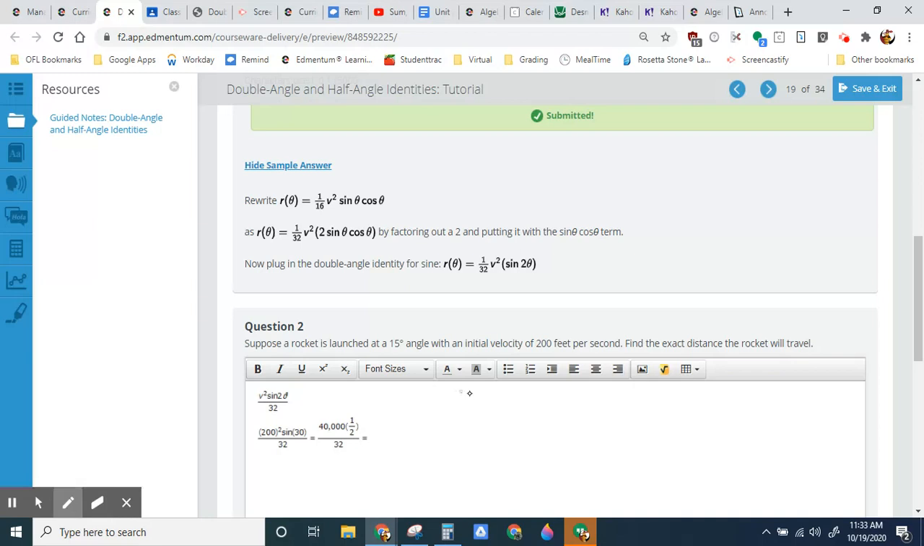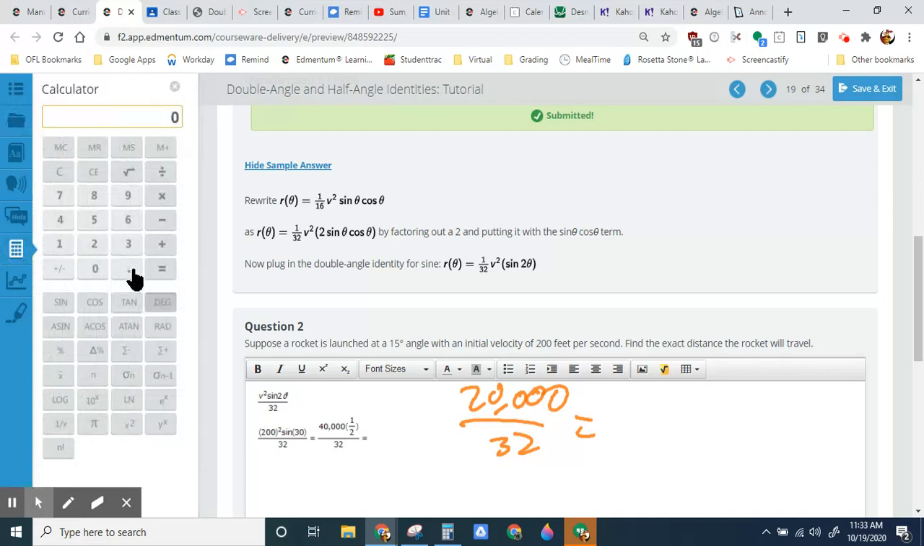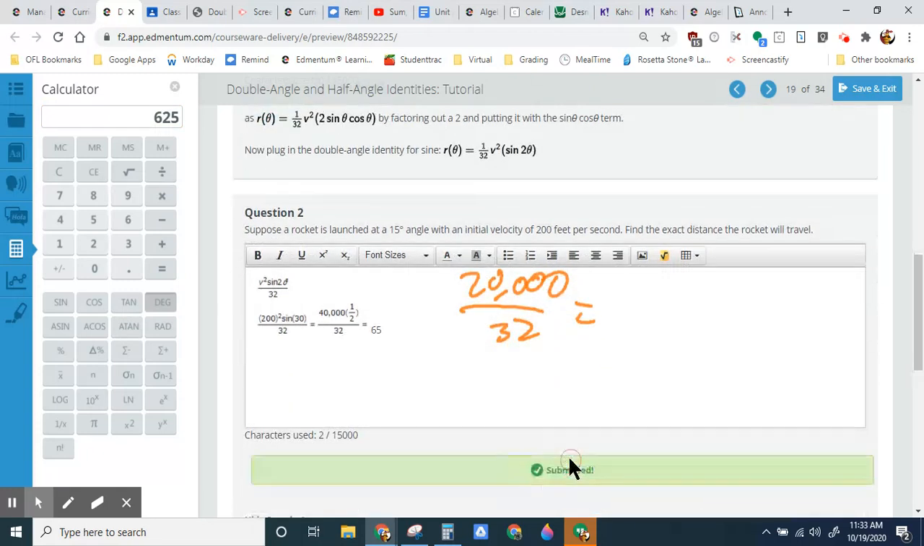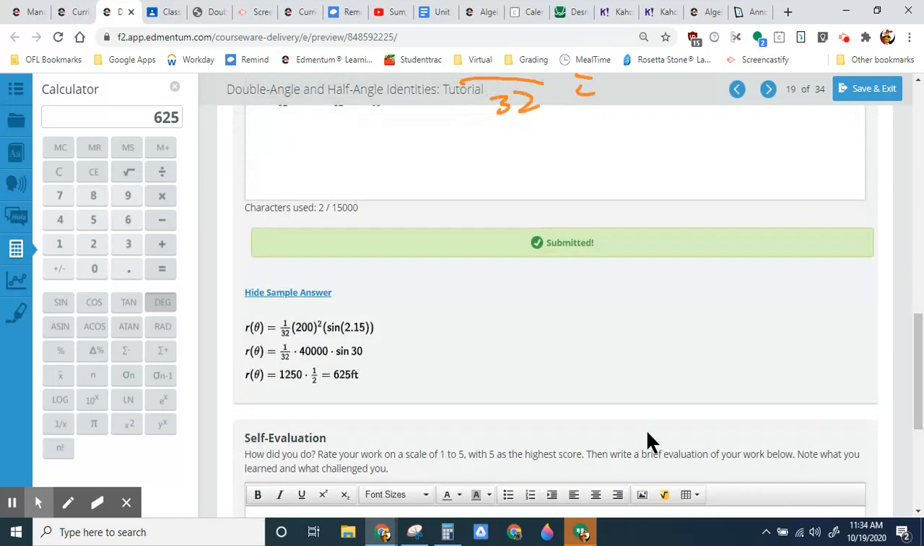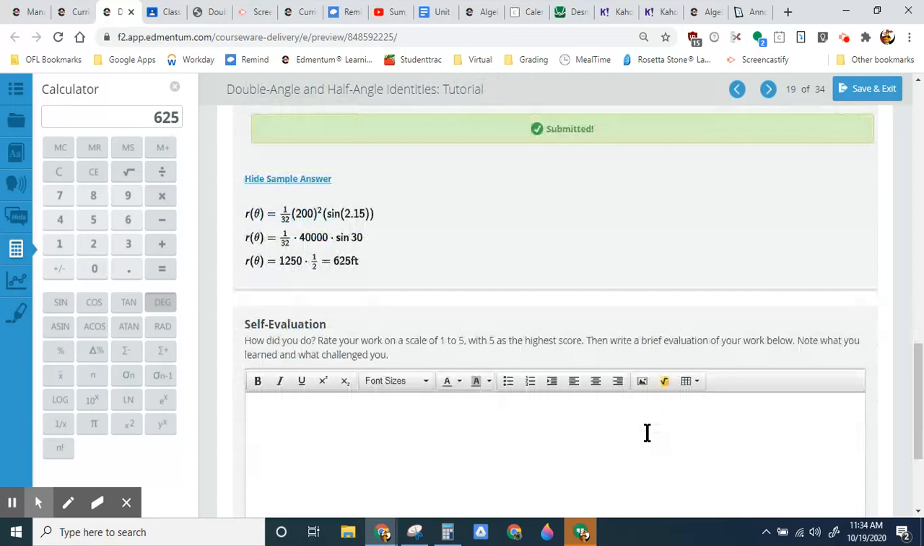So half of 40,000 is 20,000. And then we're going to divide it by 32. I'm just going to grab a calculator. Luckily, this is an easy one. 1, 2, 3 divided by 32. So I get 65 as my answer. Don't forget to show your work. Look here, they're plugging it in. They got 625. I said 65, I'm sorry.